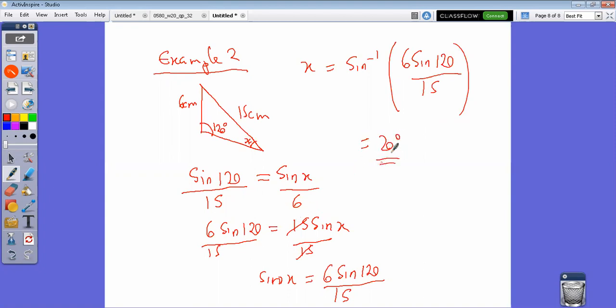If you have an old Sharp calculator, I would encourage you to find this first. What you simply do with an old calculator is do 6 sine 120, then divided by 15. Then when you have 0.3 something, you say second function sine. You get exactly 20.3 degrees. Clear? Making sense?